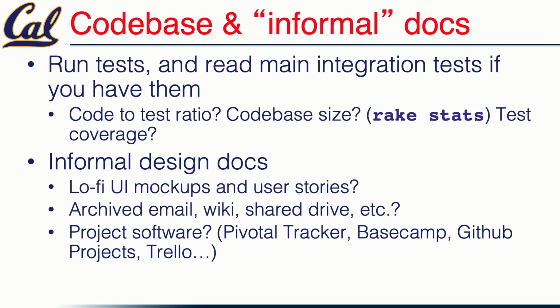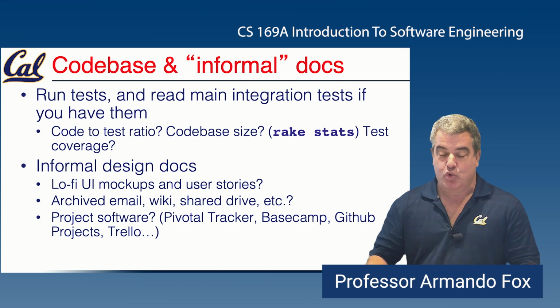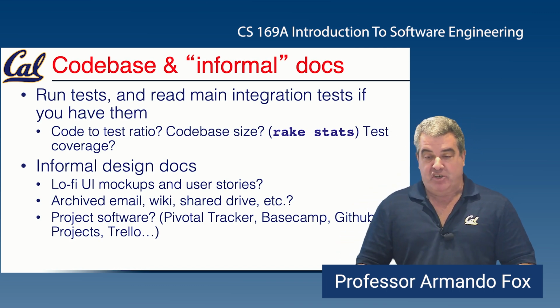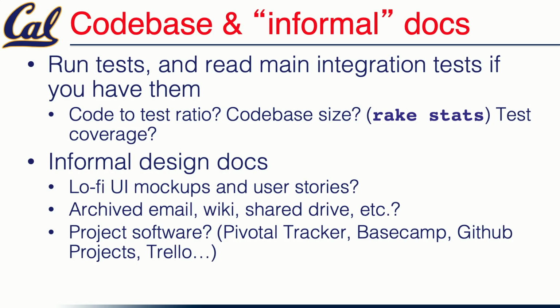A lot of projects also use some software to do project management and keep track of what is to be done. For example, even in CHIPS 10.5, you'll be using GitHub project boards as a way of tracking individual tasks or stories and assigning them to developers. Pivotal Tracker and Basecamp are two other project management software. Trello is a pretty popular lightweight project management software. So if there's a project management board, see what kinds of tasks are on the board historically, and often there will be design docs attached to those tasks. So you might have to do a little excavation.